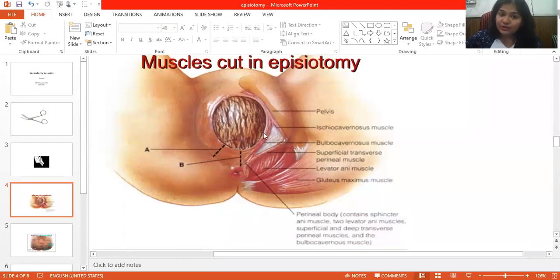So the area where two labia minora meet posteriorly, right?